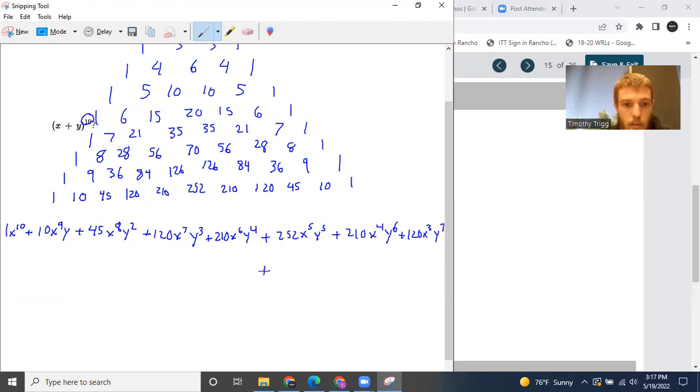and just continue. I'm running out of paper here, but hopefully you're not. 45 plus 45, x squared, y to the 8th, plus 10, x, y to the 9th, plus y to the 10th. The 1's not necessary. You don't need the 1 here either. Okay.